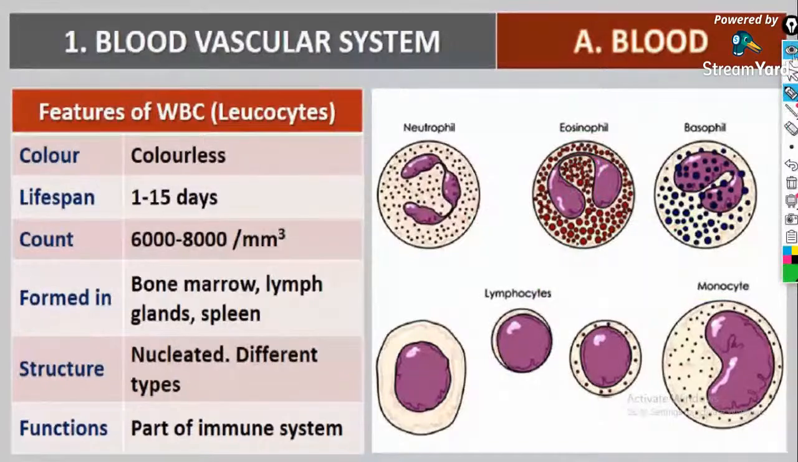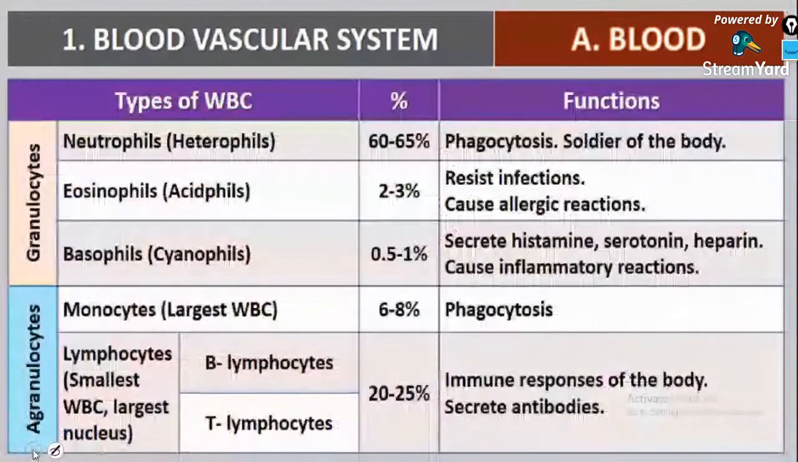And what is the main function of WBC? It helps in the defense mechanism of the body. Take a screenshot of this, everyone. All things in just simple form. Neutrophils, also known as heterophils, have the highest percentage of WBC. They help in phagocytosis, and act as the soldiers of the body.